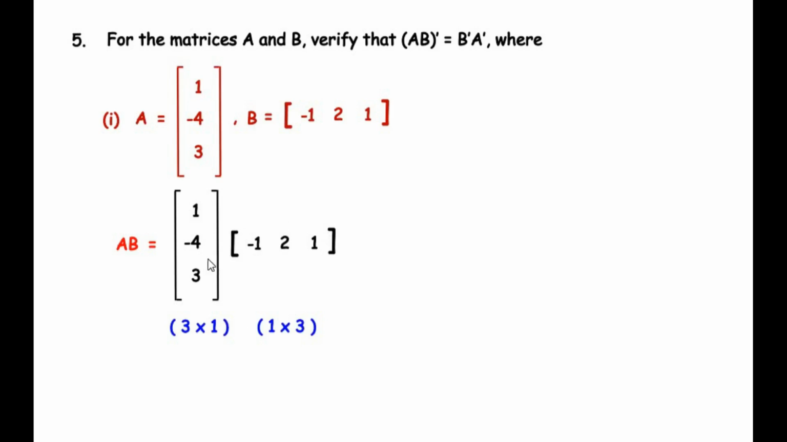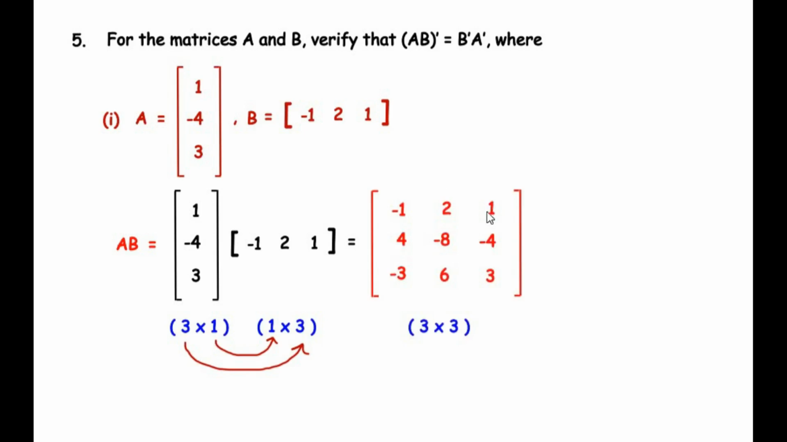So if we have to multiply two matrices, the condition is the number of columns of the first matrix should be equal to the number of rows of the second matrix. So here 1 is equal to 1. So we can multiply these two matrices, and the resulting matrix is going to be of the order 3 by 3, which means we are going to have a matrix which has 3 rows and 3 columns. So this is going to be the resulting matrix.